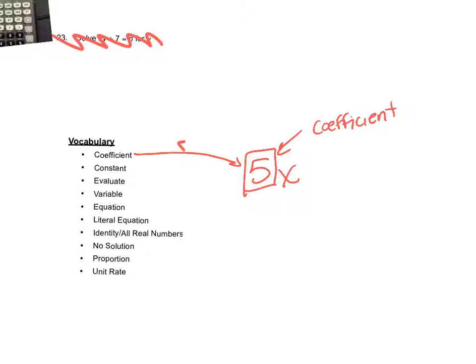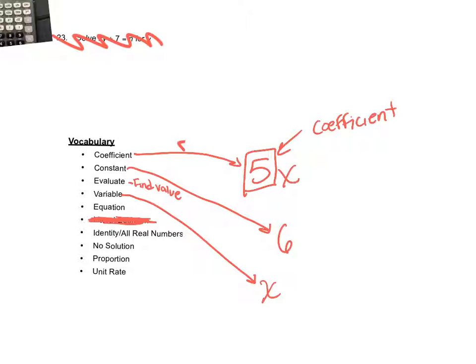A constant is a number without a variable. So for example, the number 6, that is a constant. A variable is obviously a letter. So x is the variable. To evaluate means to find the value. You will not have literal equation because that's something that we are going to be working on next week after the summative.